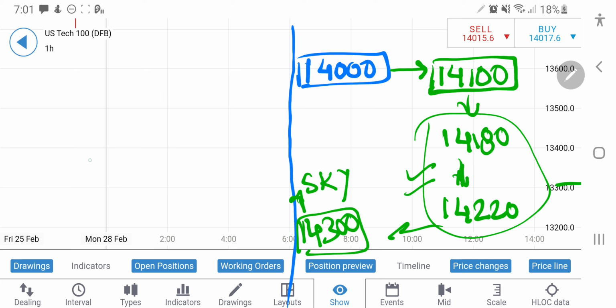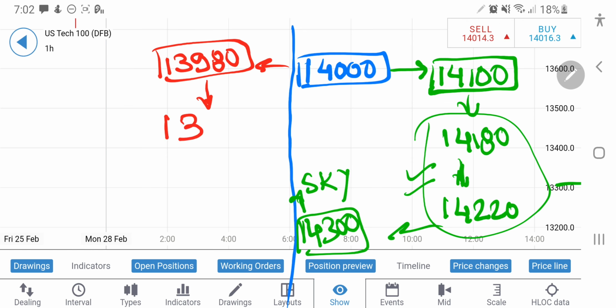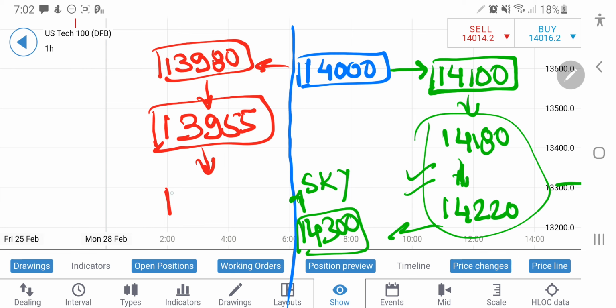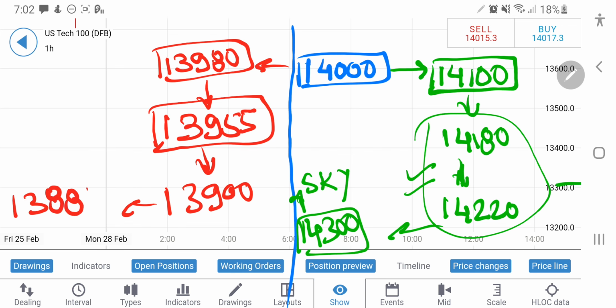So now let's focus on the downside. Yes, you can take a short entry at 13980. Here you can take a short entry, but the nearest support for it is at around 13955 levels. Breaking this 13955, it is going to hit 13900 and 13880. There are a couple of supports available, 13880 and then 13820. These two levels are going to be very important.